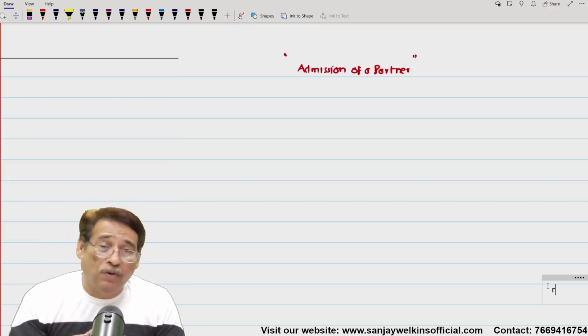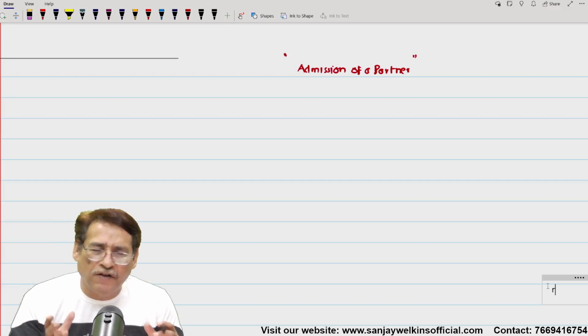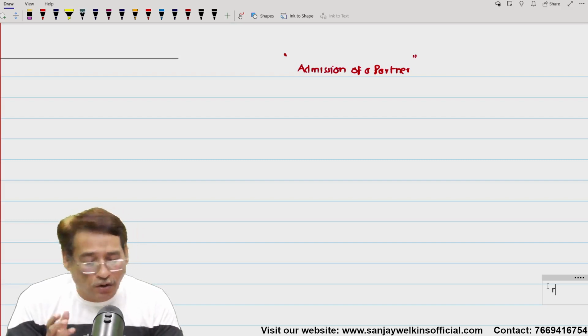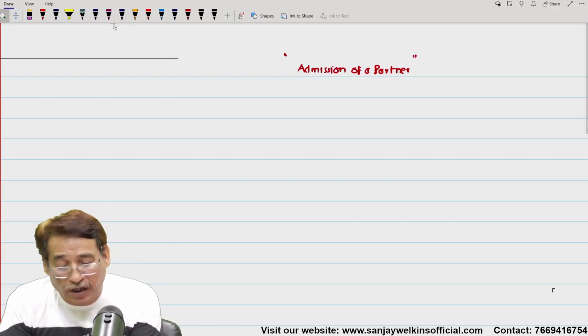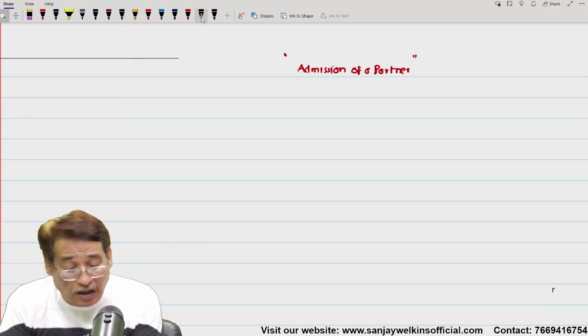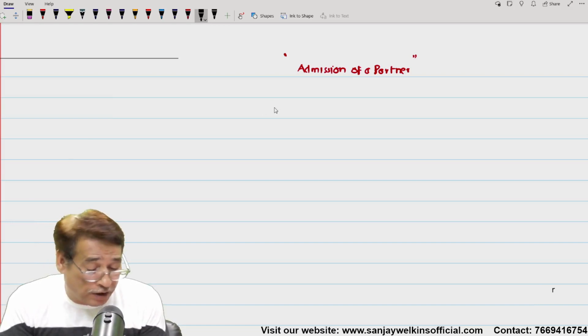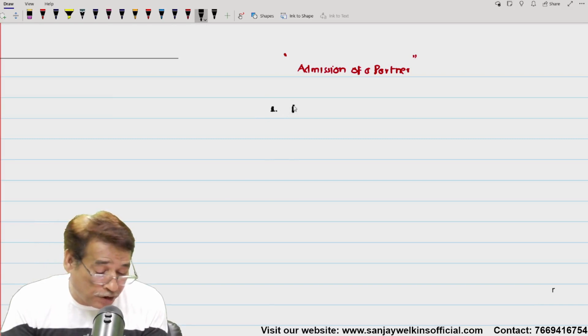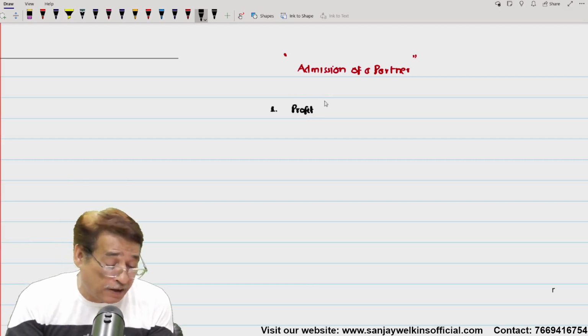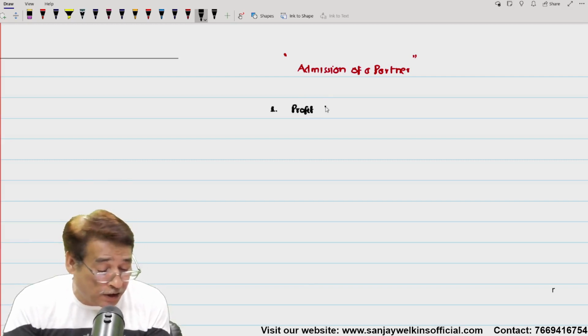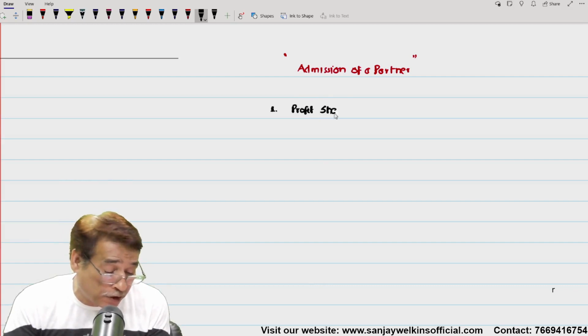As you know, at the time of admission, several adjustments need to be done, and one among them is with respect to profit sharing ratio. So first we will talk about profit sharing ratio, and one by one we are going to pick up the later ones. Profit sharing ratio, this is the first one. When a new partner comes into the firm, or is admitted as a partner, quite obviously some adjustment needs to be done with respect to profit sharing ratio.